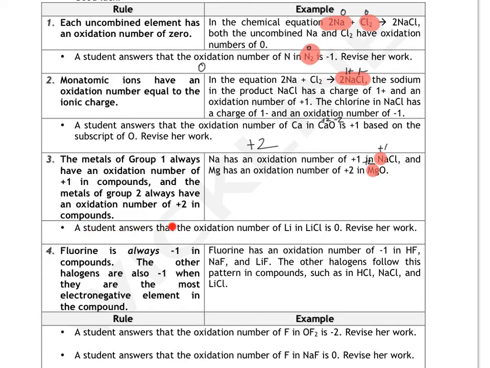A student answers that the oxidation number of lithium in lithium chloride is 0. Revise her work. So I'm not really sure where she would get the 0 from, but I can tell you that lithium is in group 1, so it's always going to have a charge of +1.